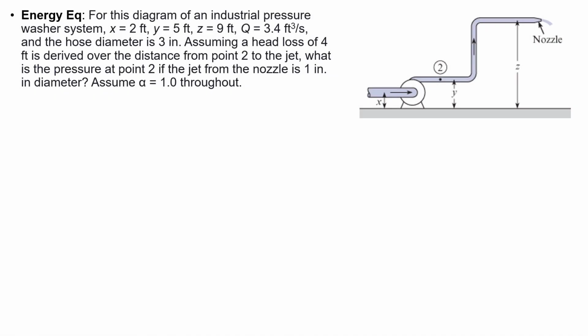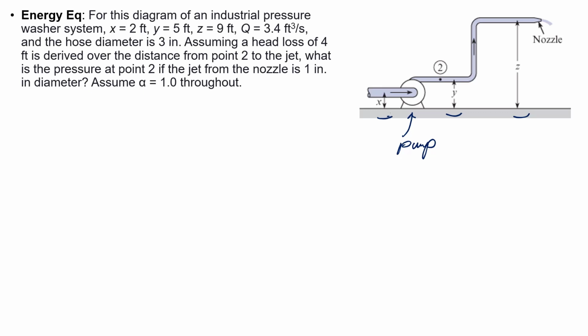So in this problem, we have an industrial pressure washer system, and this equipment over here is a pump. So we have the values of X, Y, and Z. Also, we have the flow rate equal to 3.4 cubic feet per second. And we know the hose diameter is 3 inches.